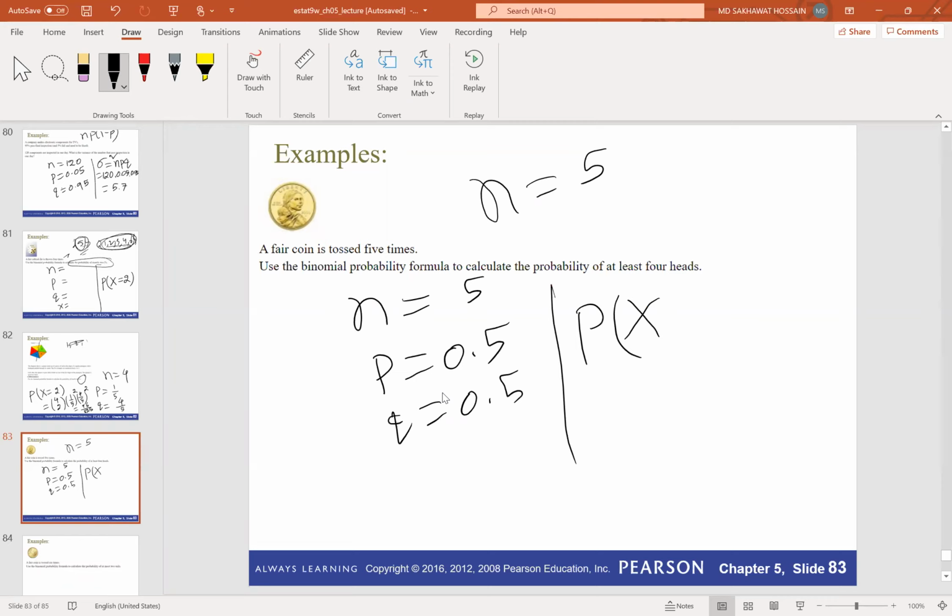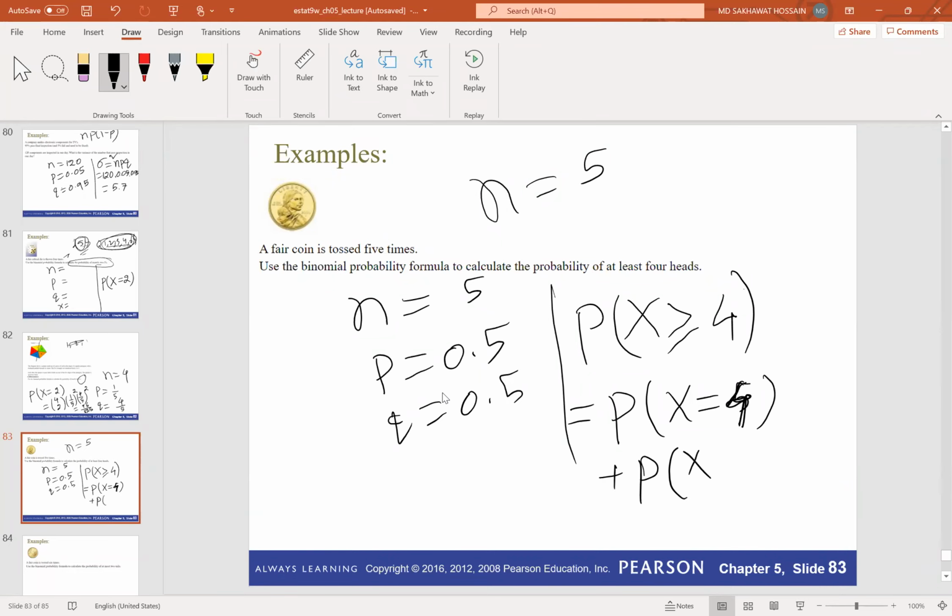So we want to find the probability X is at least 4. So we want to get a minimum of 4 successes. That means we want to find the probability where X is either 4 or greater than 4, so X is greater than or equal to 4. So this means the probability of X equal to 4 plus X equal to 5. You have to find all the probabilities where X is 4 or greater than 4, and then add them together.